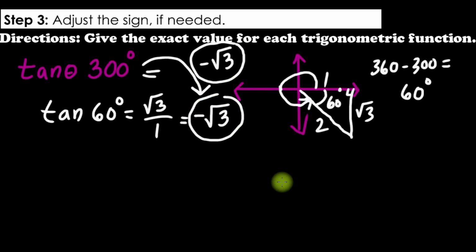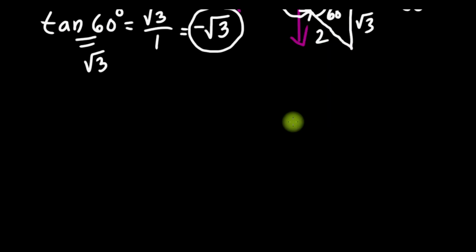For this one, if you memorize the table we went over at the beginning of the lesson, if you remember what tangent of 60 degrees is, it's root 3. But because we're looking for tangent of 300 degrees, it's going to be negative root 3 because it's in the fourth quadrant. If you're just looking for tangent of 60 degrees, that's just root 3. All right, let's take a look at another example.